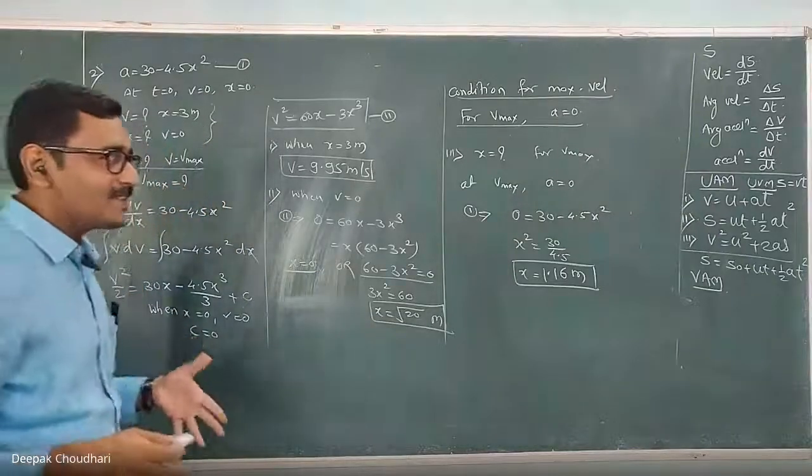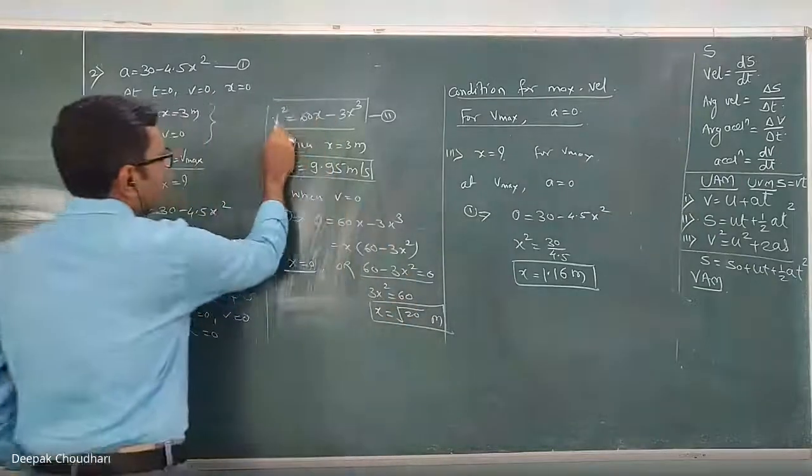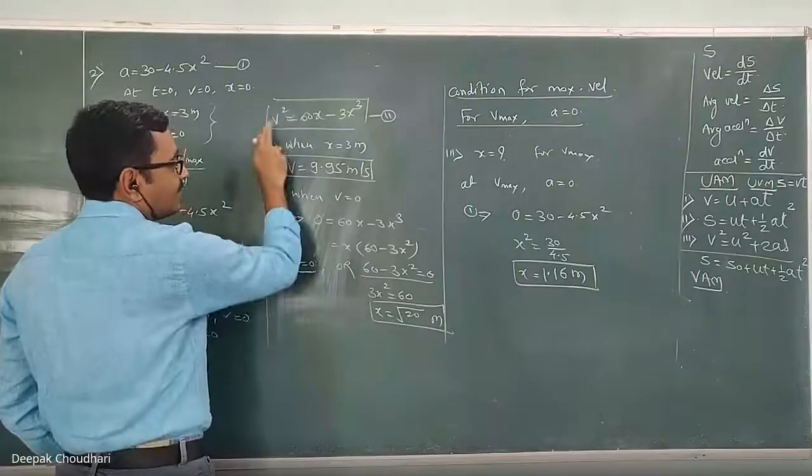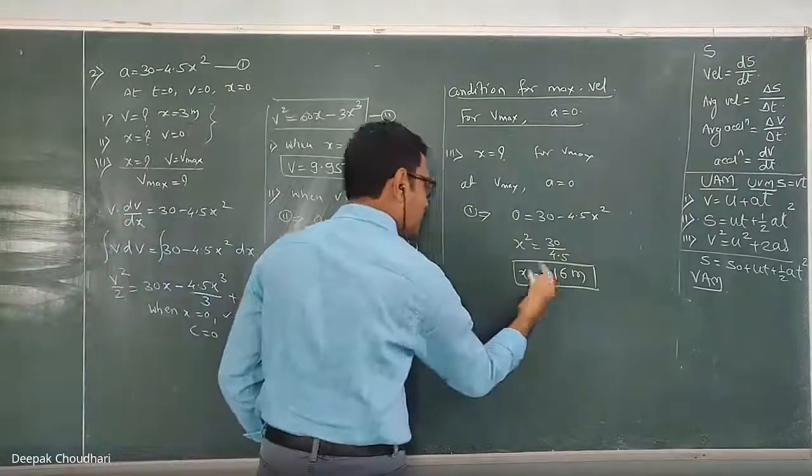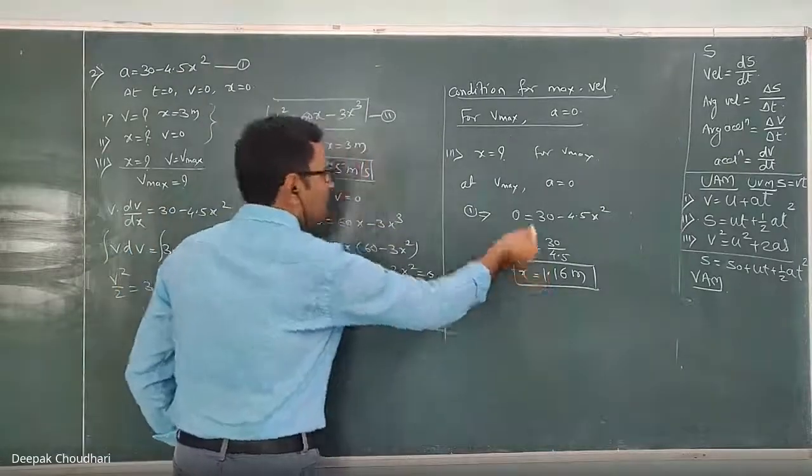Okay, now I have to calculate the maximum velocity. Now I have the general relation between v and x. Here, this is the general relation between velocity and displacement. And now I know that at this position, the velocity is maximum. Means if I substitute this x value in this equation, v becomes Vmax. Yes? It is 2.58. Okay, it is 2.58.